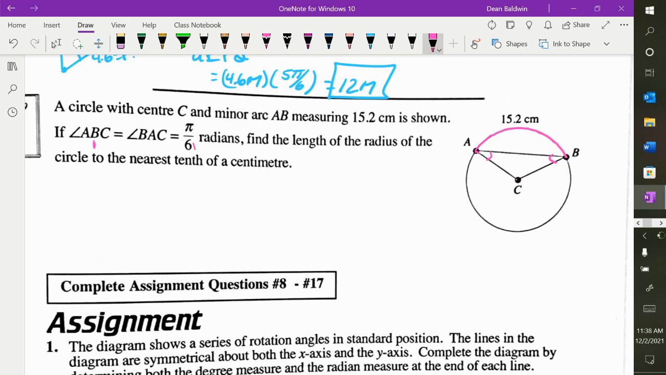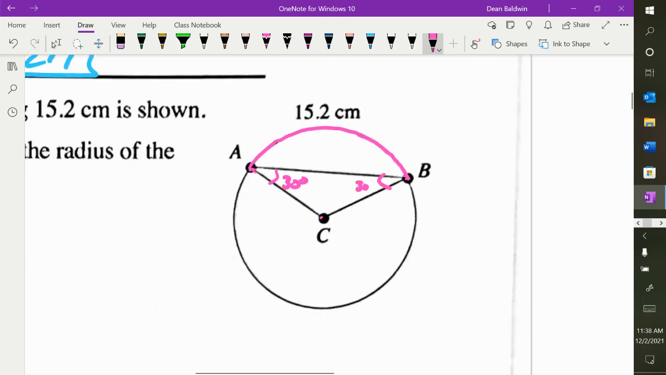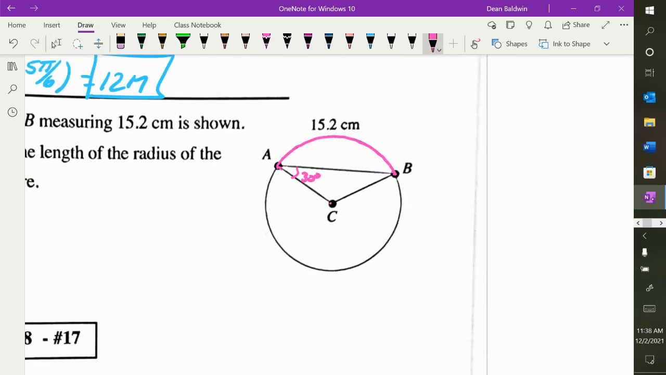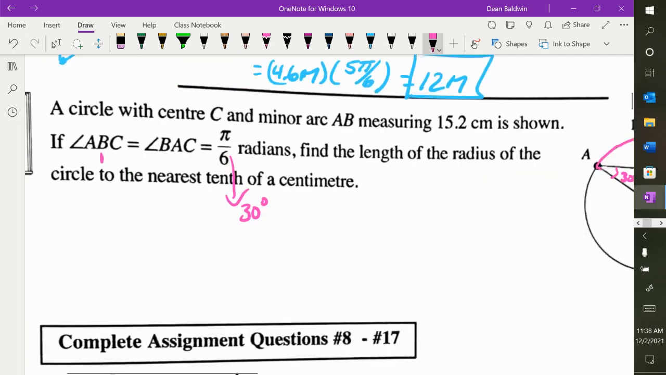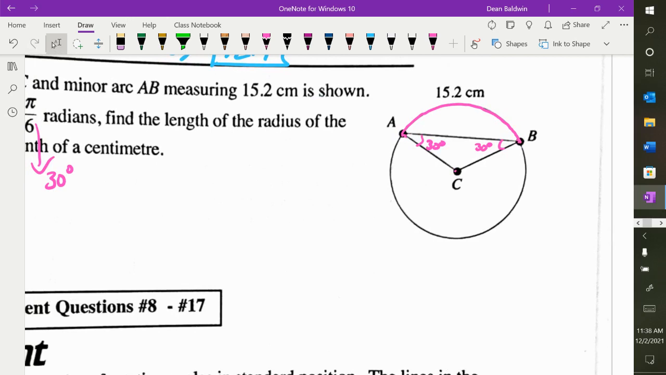Now, what's pi over 6 in degrees? 30. Okay. I'm converting it to degrees, and we'll convert back later just because I think it's a little easier to understand. That means this is 30. And that one's 30. Because pi over 6 is 30. 180 divided by 6. All right, what do all the angles in a triangle have to add up to? 180. So what's this angle? 120 degrees. Everybody agree with that?